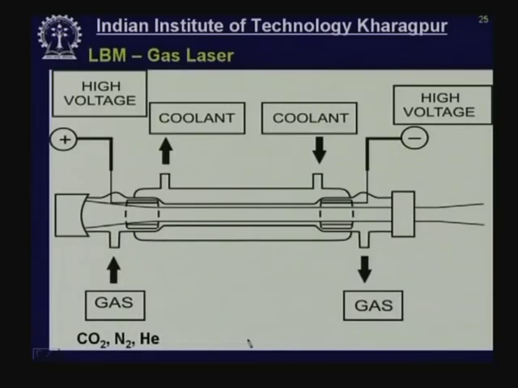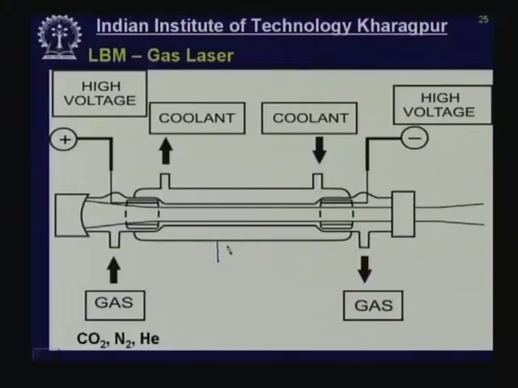How is it done in a gas laser? In a gas laser also, we need to do the population inversion. So, this is my laser tube through which continuously carbon dioxide, nitrogen and helium is used. What is carbon dioxide used for? Carbon dioxide is my lasing medium. Nitrogen and helium are used as a coolant gas and support gases.